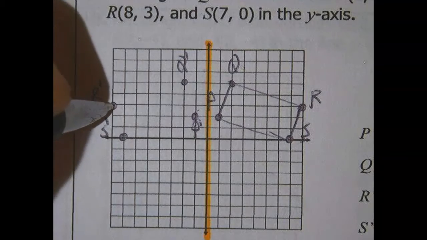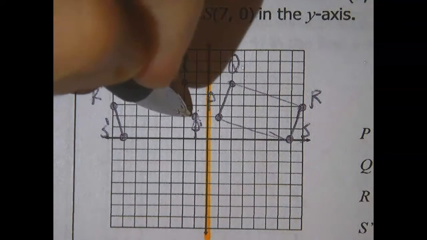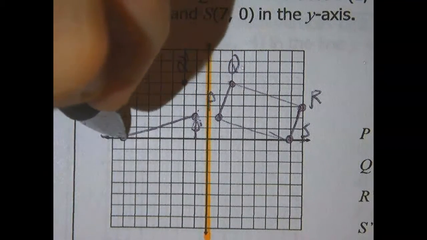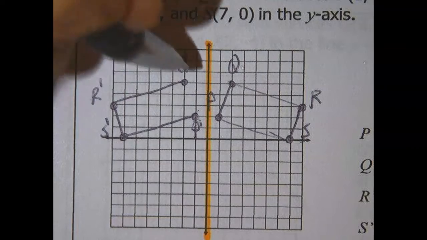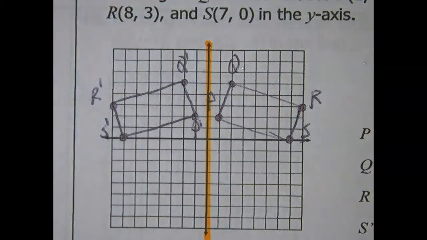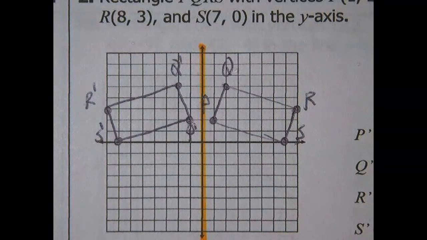And let's connect them. You always want to make sure that you go through the whole process of connecting, because you really want to be able to look at it when you're done and say, yeah, that looks like you flipped the image right over that line of symmetry or that line of reflection.